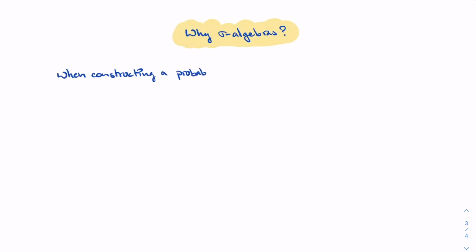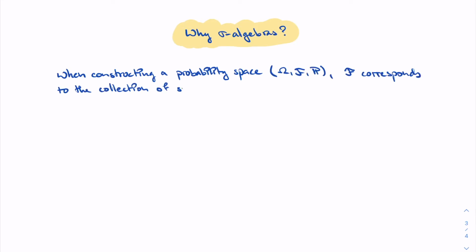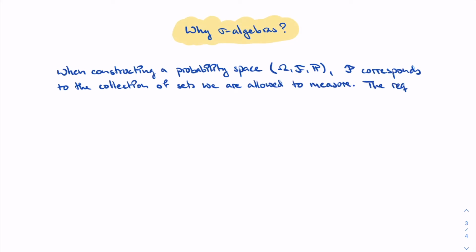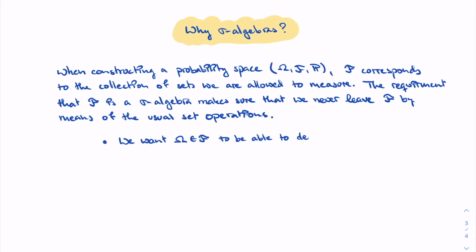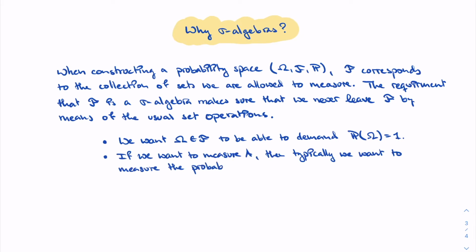When constructing a probability space, the collection F corresponds to the collection of sets we are allowed to measure. The requirement that F is a sigma-algebra makes sure that we never leave F by means of the usual set operations. We want omega itself to belong to the collection to make sure it's non-empty and that the maximum probability is always 1. Second, if we want to measure a set A, then typically we also want to measure the probability that the set does not occur. That is, we want its complement to belong to the collection as well.